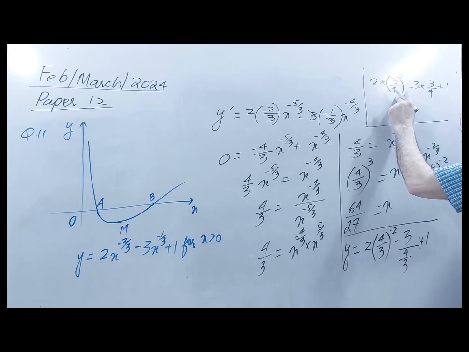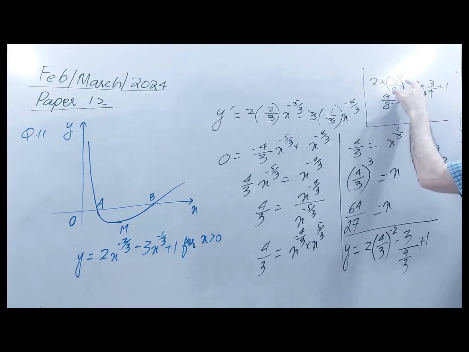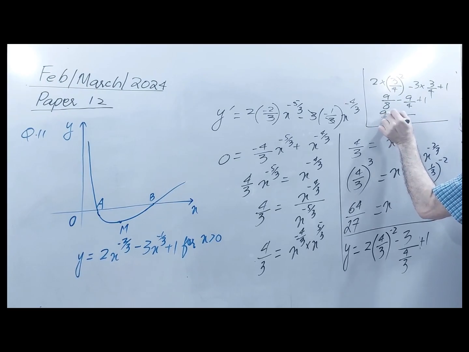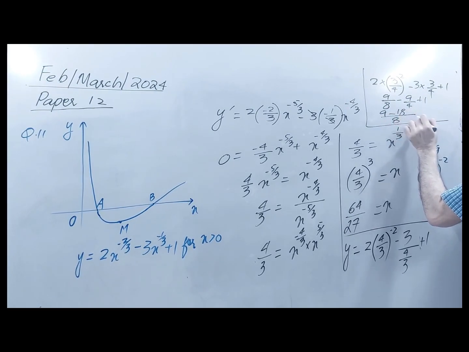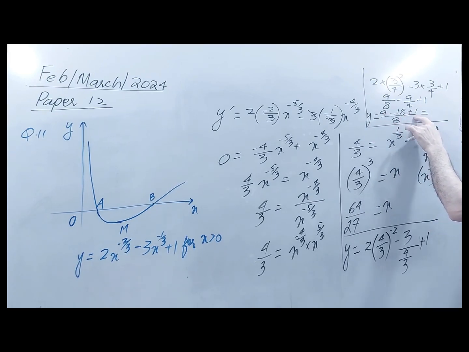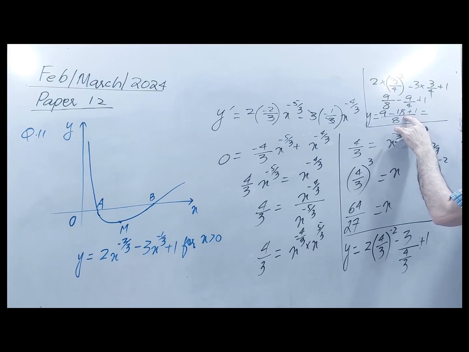So this is 9 upon 16. So it is 9 upon 8, because 16 divided by 2 is 8. Minus 9 upon 4, plus 1, you take 8 LCM. This is 9, 4, 2, 18. And this is plus 1. So the y is, you can see, 9 minus 18 plus 8, which is minus 1 upon 8.